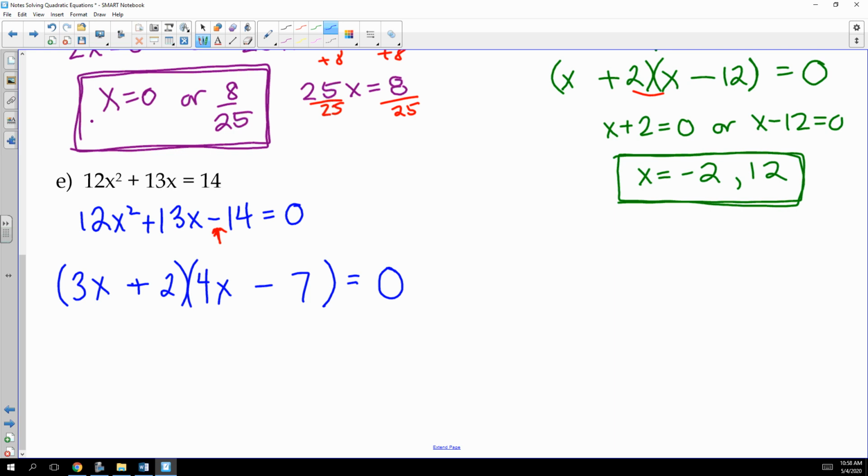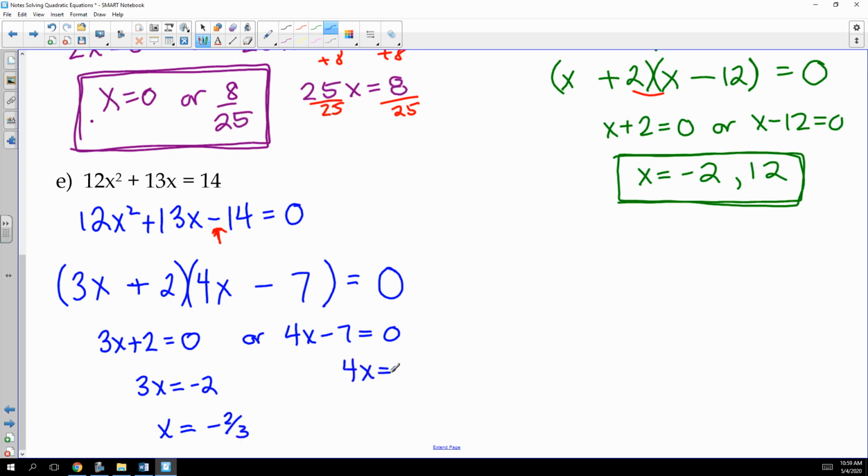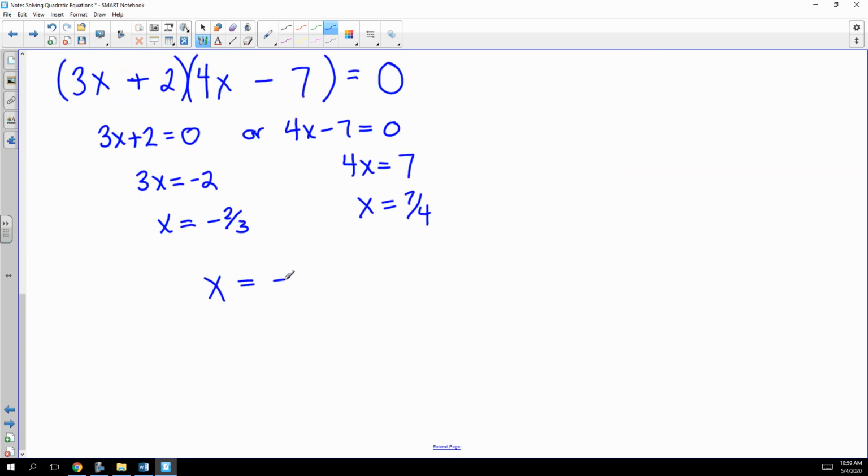So it may be easier for some of you, if you really struggle with factoring, to use the quadratic formula on a problem like this instead. Now I'm going to set each factor equal to 0, so 3x plus 2 equals 0, or 4x minus 7 equals 0. 3x equals negative 2, and then divide by 3, and x equals negative 2/3. And add 7 to get 4x equals 7, divide by 4 to get x equals 7/4. So if I write that solution, I would get x equals negative 2/3, comma 7/4. And that's it.